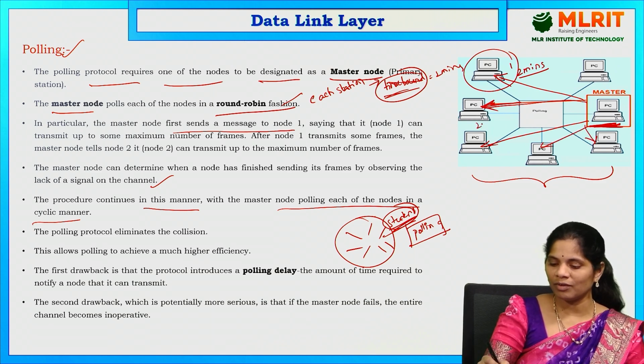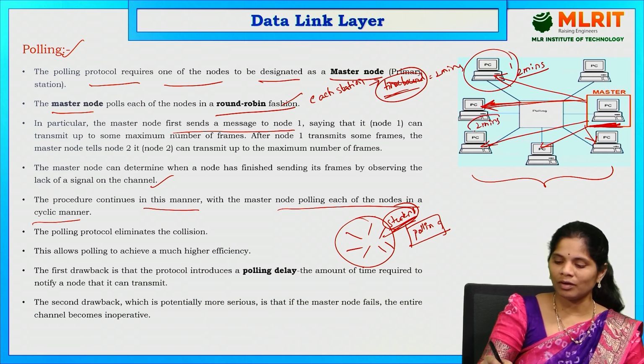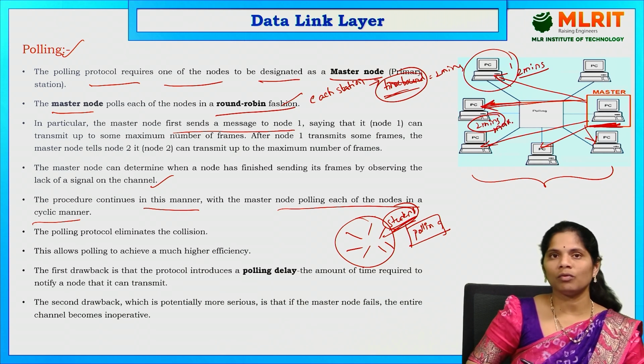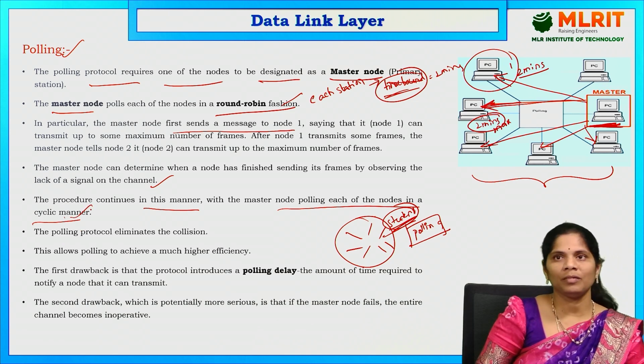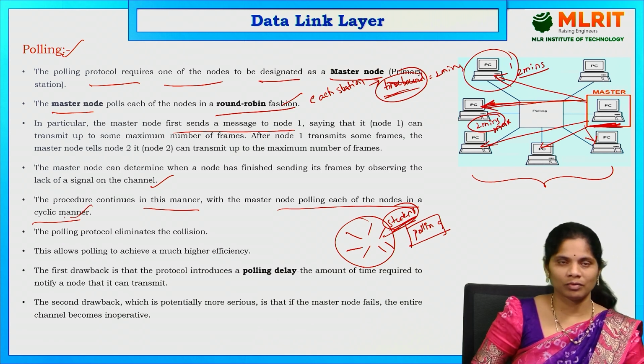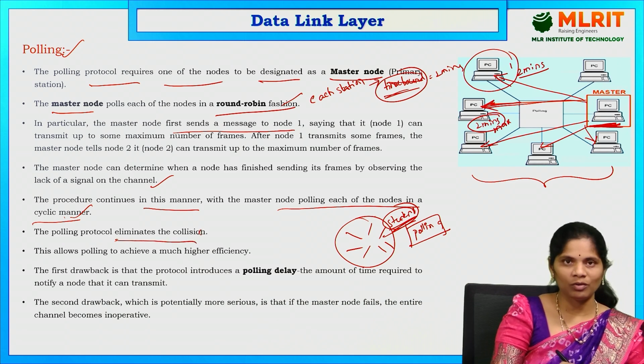Every 2 minutes it finishes with each station. Within the 2 minutes, it sends whatever maximum is possible. That is the condition. It happens in a cyclic manner and moves over all the nodes. The polling control eliminates the collision. Like that, it eliminates the collision.